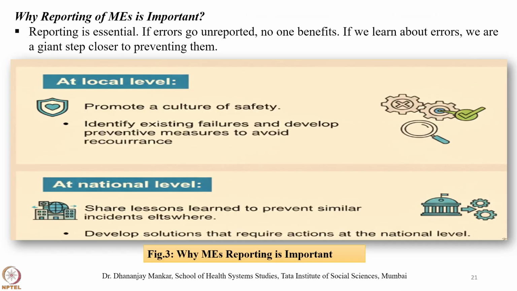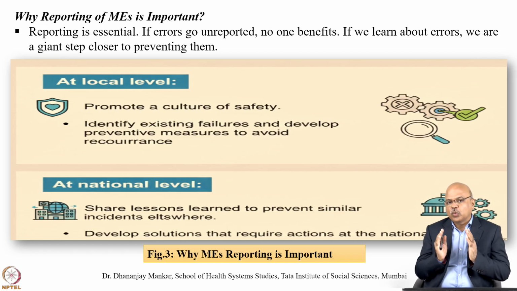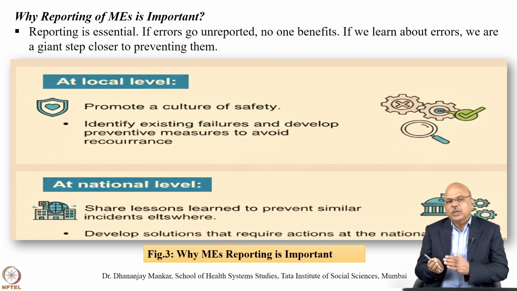Why reporting of medication errors is important is emphasized in this figure, where you find that reporting is essential and very, very important. If medication errors go unreported, what does it cause? It causes no one a benefit. If we learn about the errors, we are a giant step closer to preventing them. So it is very important that if you learn about it, you can prevent it.